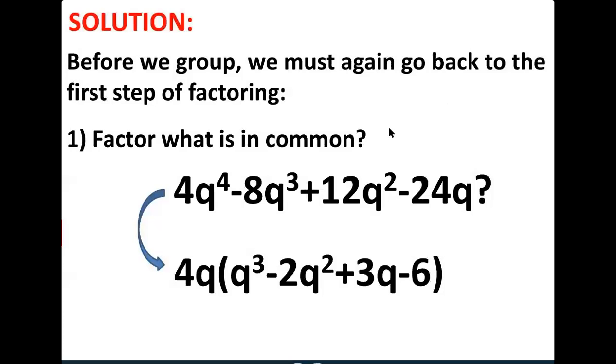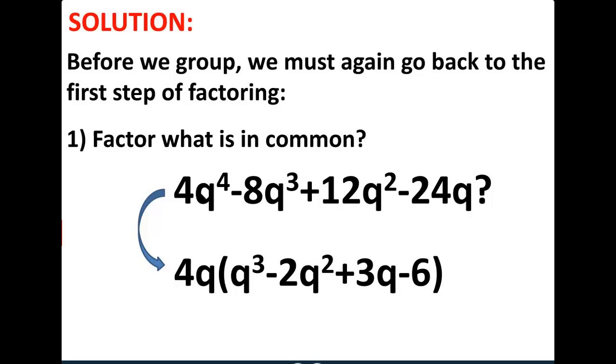This is another question. Factor what is in common. So we have 4q to the power of 4 minus 8q to the power of 3 plus 12q to the power of 2 minus 24q. So we can look at the numbers. We have 4 and 8 and 12 and 24. So we can find a common factor between all the numbers. So we have to use the common factor first, the GCF. So the GCF was 4q.